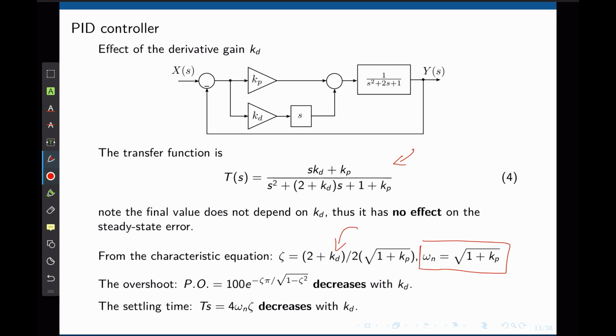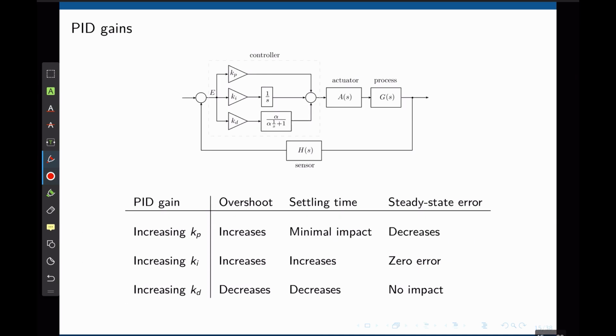If you look at the natural frequency as well and find the settling time as 4 over zeta times omega n, we'll notice that the settling time will also decrease as the derivative gain increases. We can now use the derivative gain to counteract the added overshoot by the integral gain. We can summarize this discussion as follows.